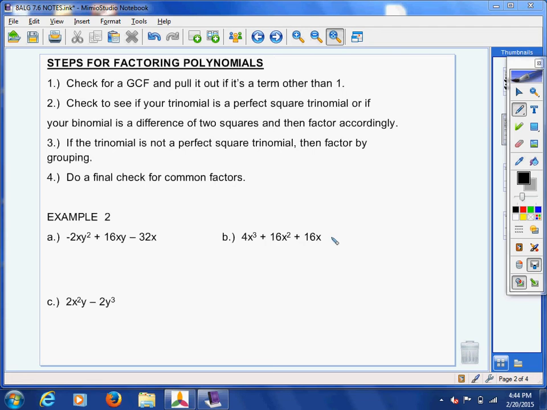We're in 7.6. We're going to do example 2 together. Just a couple of these I want to try with you, and then when we get to example 3, I'll do a couple and then let you do a couple for extra credit.